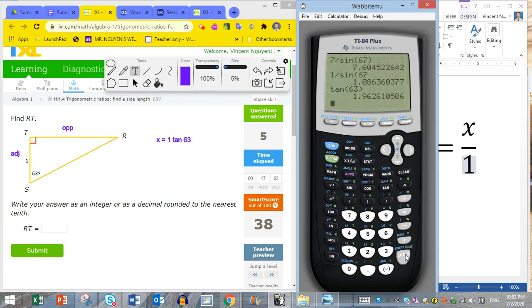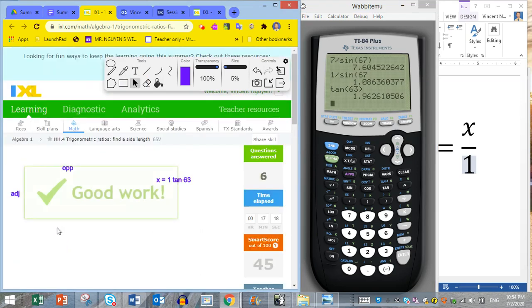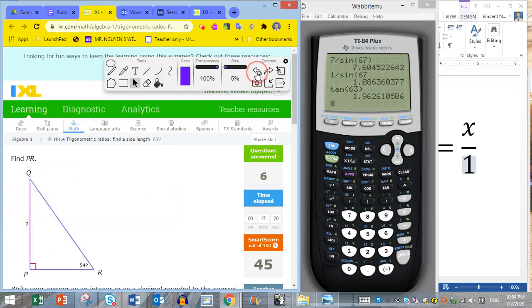I'm just being extra careful now. I made one mistake and everything just... All right, 1.96. Okay, I'm going to put in 2 because I'm going to round everything up to a 2. So please don't be wrong again. 2, enter. Yay. Okay, delete what I just did there.